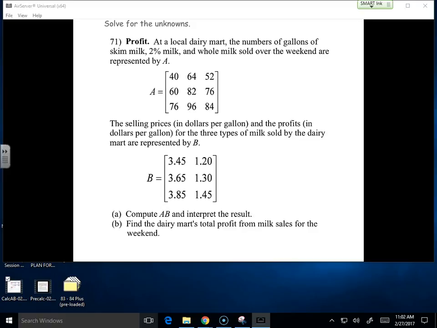Okay, at a local Dairy Mart. Stop judging. The numbers of gallons of skim milk, 2% milk, and whole milk sold over the weekend are given in the matrix. Stink. They didn't label the rows or columns, did they? We have to figure out which is which. Focus. The selling prices in dollars per gallon and the profits in dollars per gallon for the 3 types of milk sold by the Dairy Mart are represented by B. So hold on, wait. B might be a little easier. Question, kiddos. What do the rows and columns of B represent if we have 3 types of milk?